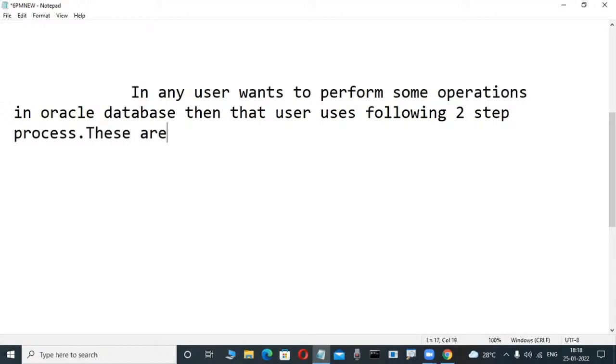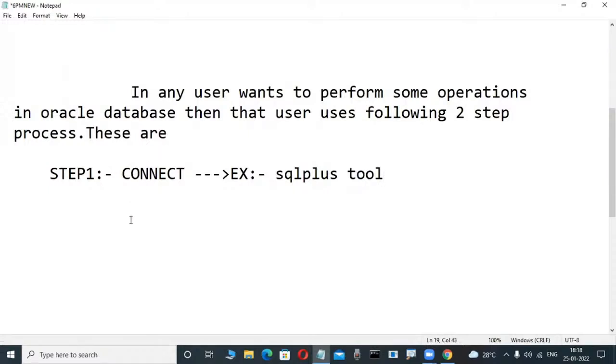Step one: connect. Through the diagram today we will understand what connect means. Write the example: SQL Plus tool. What is this SQL Plus tool really? Is it created, installed, or automatically installed? I will tell you, don't worry.